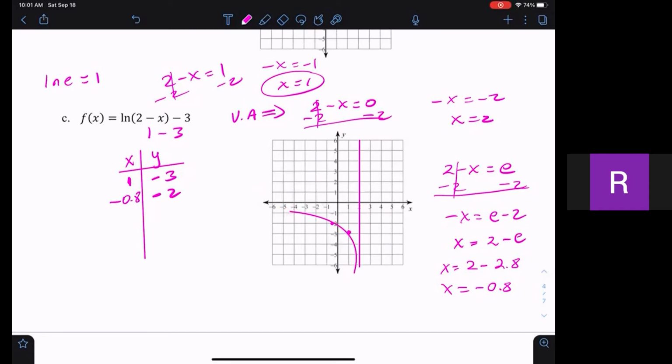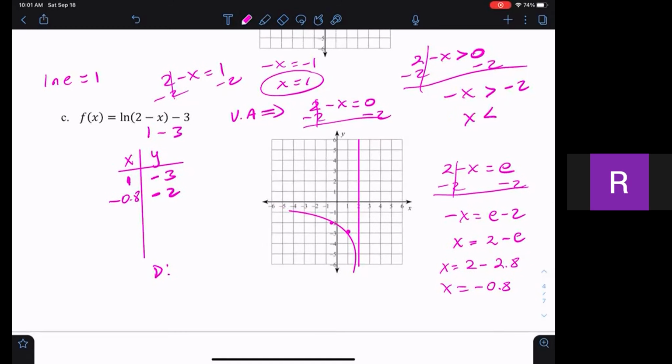You get the idea. The domain, again. In this case, this has to be greater than 0, right? So negative x is greater than negative 2, but you have to divide by negative 1. When you're dividing an inequality by negative 1, that flips, right? So that's going to be 2, right? So all numbers less than 2. So that's the domain: negative infinity to 2, not including 2, and the range is all real numbers.